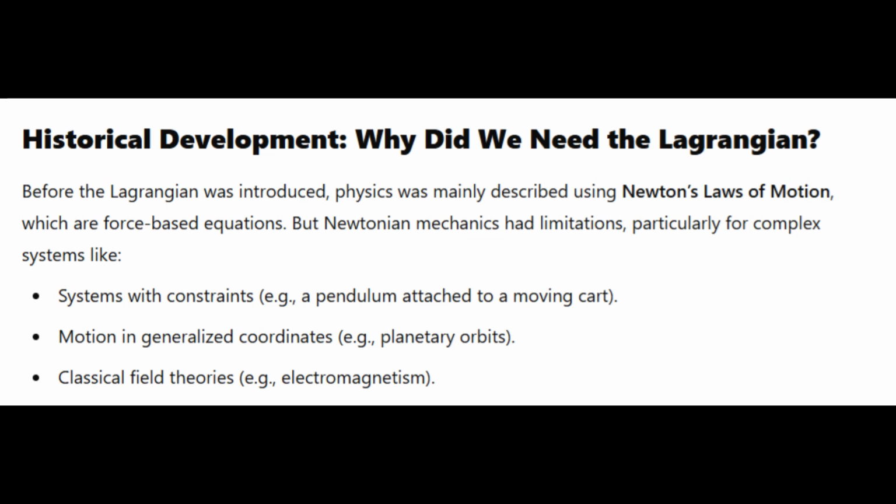Historical development. Why did we need the Lagrangian? Before the Lagrangian was introduced, physics was mainly described using Newton's laws of motion, which are force-based equations. But Newtonian mechanics had limitations, particularly for complex systems like systems with constraints, e.g., a pendulum attached to a moving cart. Motion in generalized coordinates, e.g., planetary orbits. Classical field theories, e.g., electromagnetism.